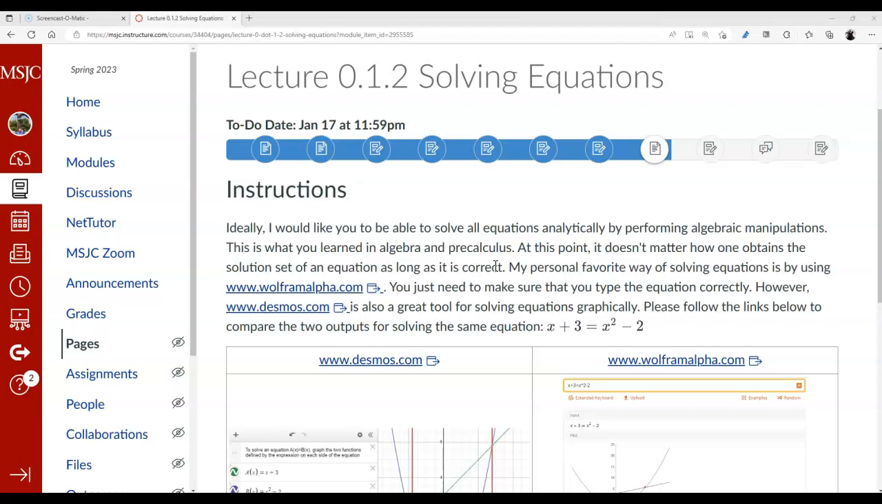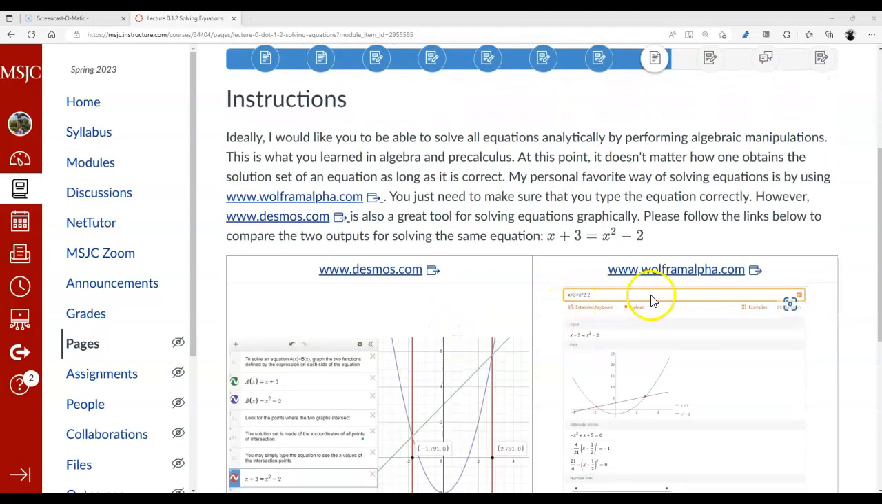However, the most important thing here is not for me to remind you of all the different ways how to solve all the different equations, but to point out that in this class you are allowed to use technology to perform any pre-calculus task, and solving an equation does qualify as such. There is more than one way of solving an equation with technology. The two main websites that I encourage you to use are Desmos and Wolfram Alpha.